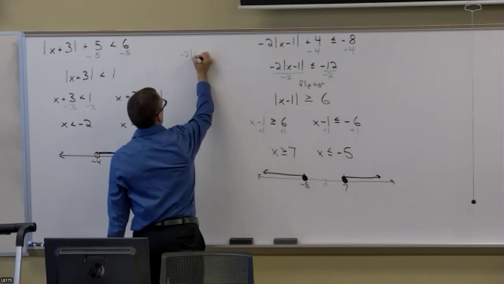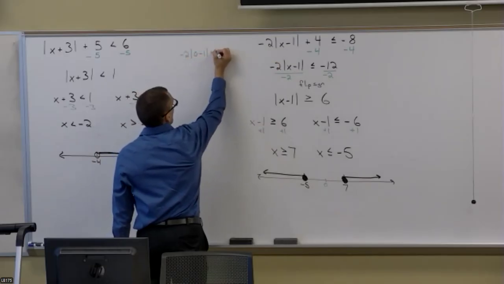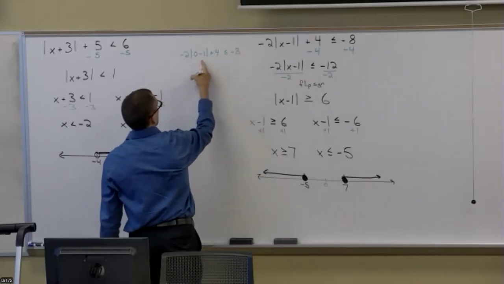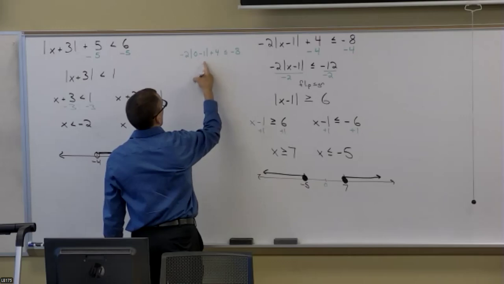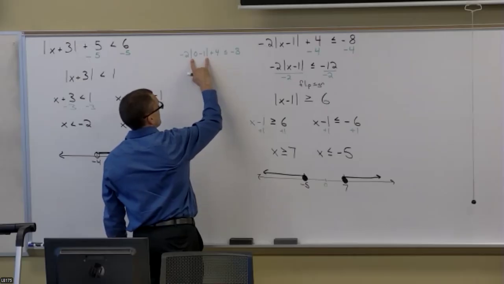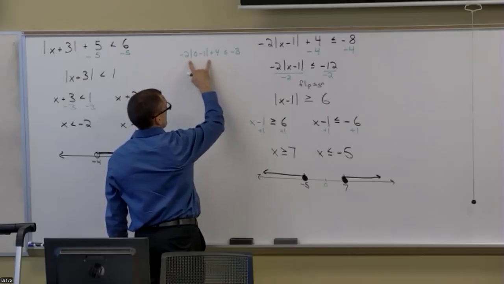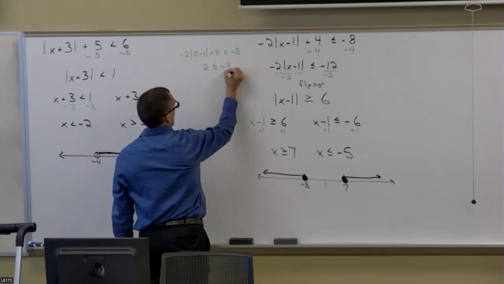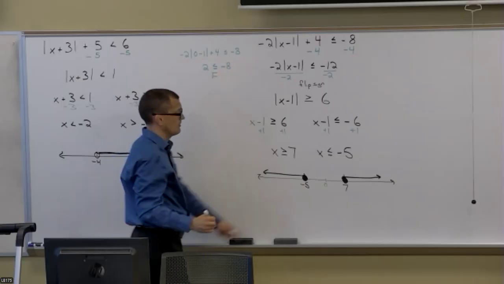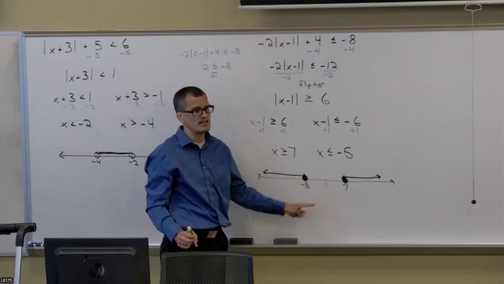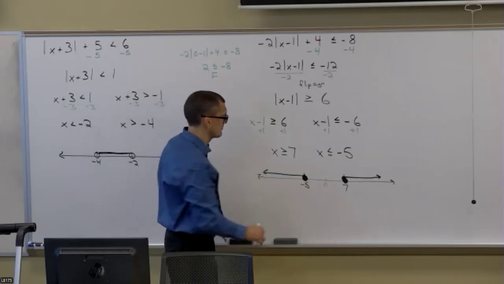Negative 2 times absolute value of 0 minus 1 plus 4 less than or equal to negative 8. And if we did that, the left-hand side, this becomes a 1 after you take the absolute value. So negative 2 times 1 is negative 2, plus 4 is 2. This says 2 less than or equal to negative 8, which is false. So I know we shouldn't shade in the middle. I get that.